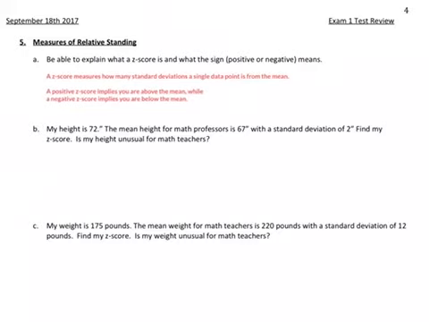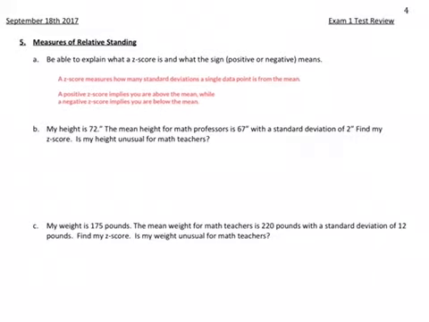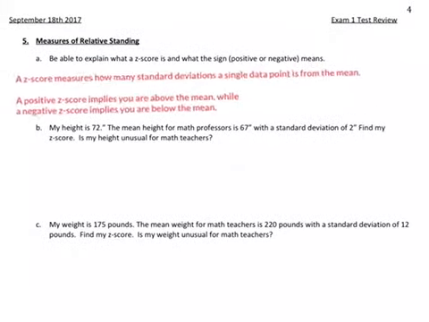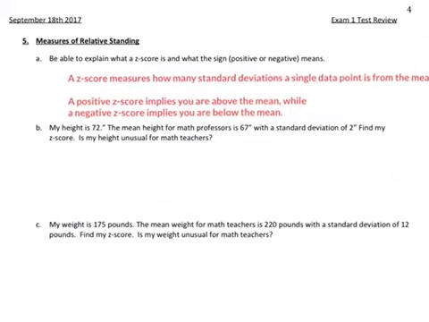Nice little solution here. A z-score measures how many standard deviations a single data point is from the mean. A positive z-score implies you're above the mean, while a negative z-score implies you're below the mean. And we'll do two examples of that in just a second.